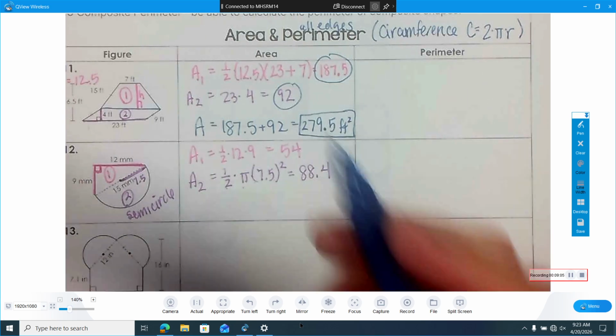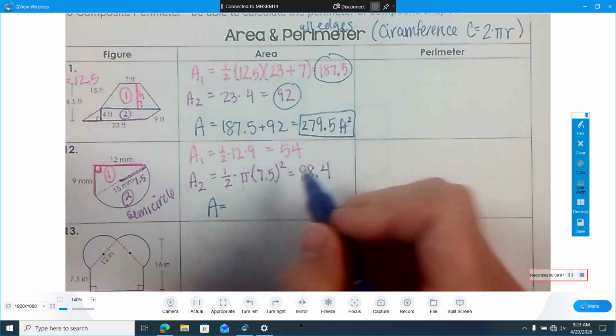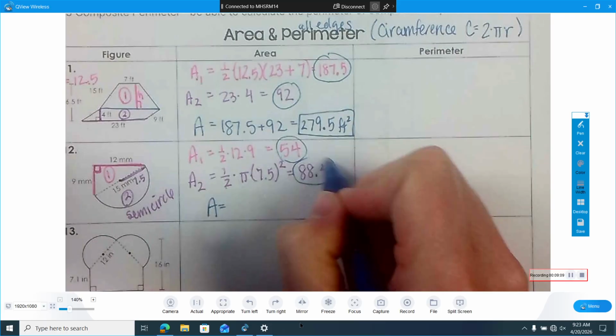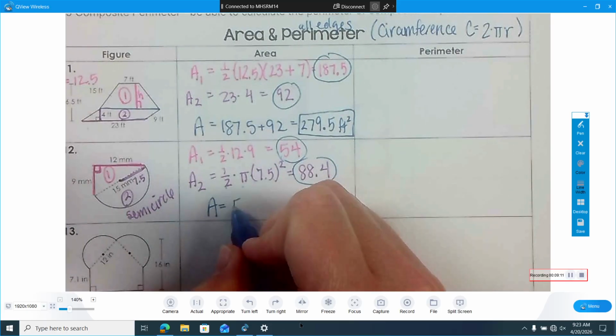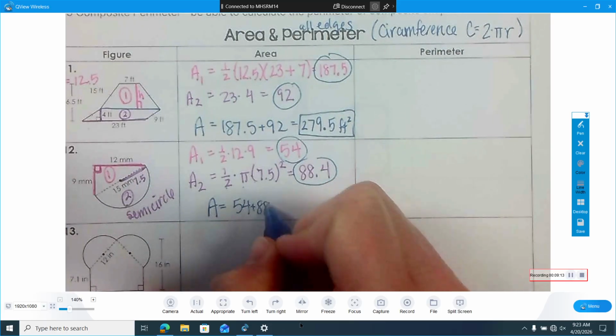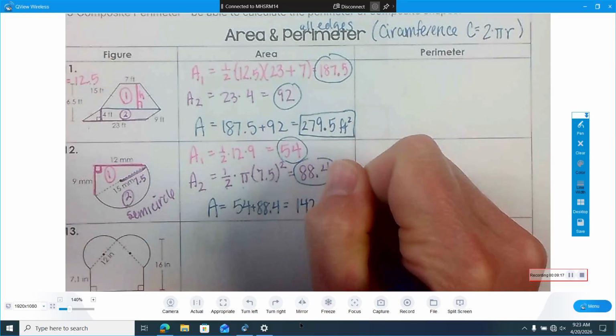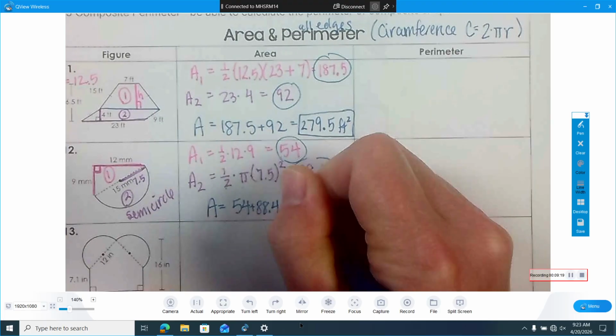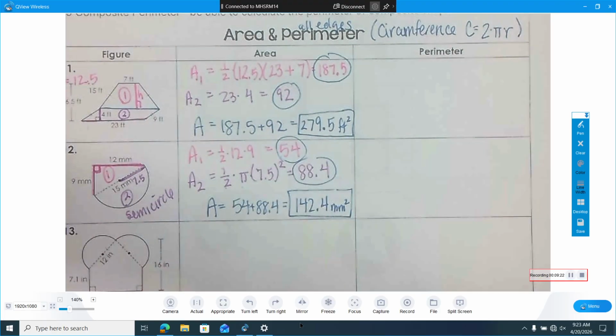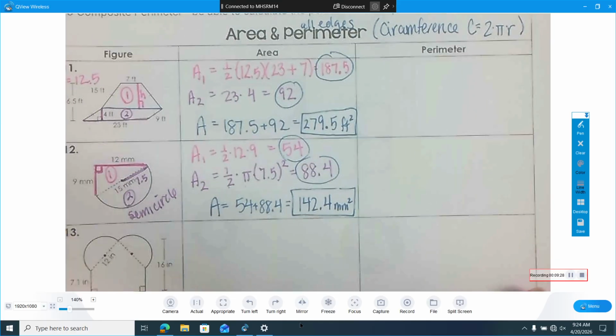And then we're going to add them up. So we're going to add our two areas up. So 54 plus 88.4 becomes, thank you, 142.4. And this is millimeters being squared. Little millimeter squares. Okay.